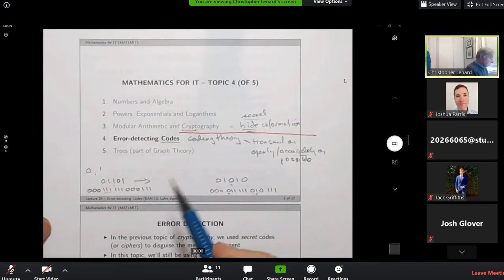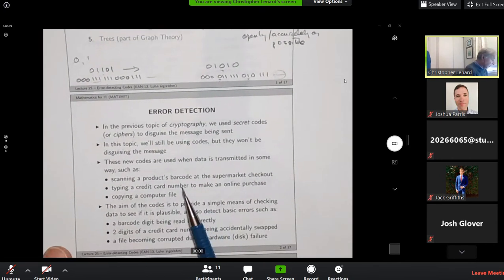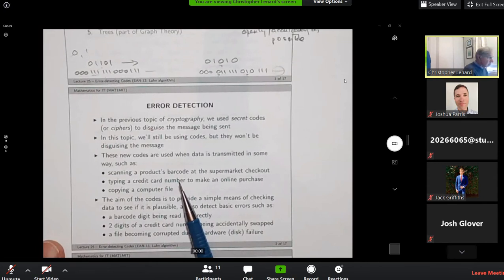Another way of doing this is to add a bit of extra information, tack a bit of extra information on the end, so that I can check the information at the end and see if this is actually a genuine message. And that's what happens with barcodes at supermarkets. Credit card numbers.